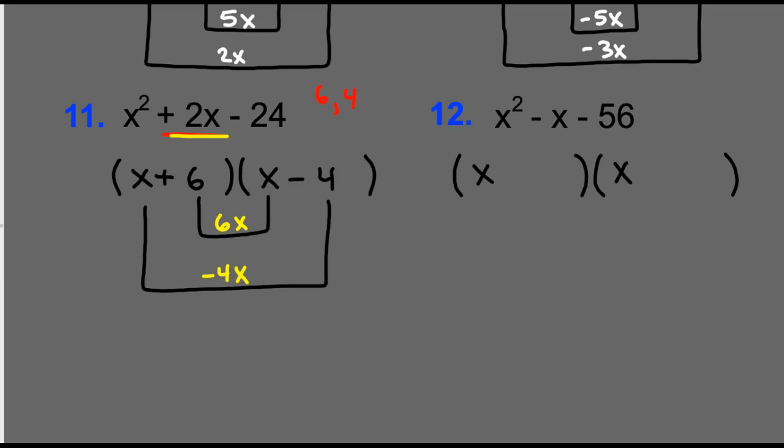Last one, x and x again. Signs are going to be different because we have a last term that's negative, so we'd have a plus, minus. And two factors of 56 that have a difference of 1 would be 7 and 8. But we want the bigger one to go with the minus because the middle term is negative.